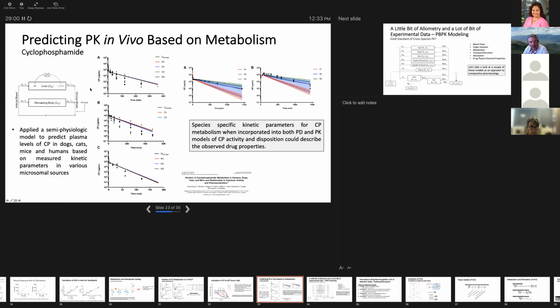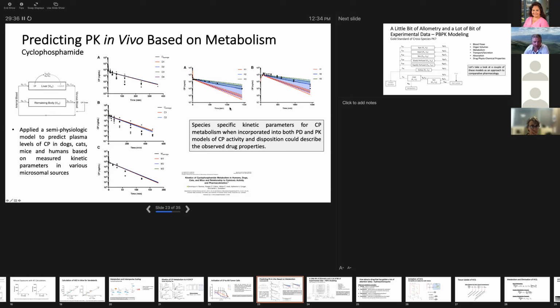And when we did this kind of simple semi-physiologic model with metabolism of the drug right here, we could do a pretty good job predicting the pharmacokinetics of cyclophosphamide in dogs, cats, mouse, and in humans over here, using data from our 3 to 4 microsomal preps. So we could predict roughly the half-life, or at least get within a pretty fair assessment of the differences in humans.